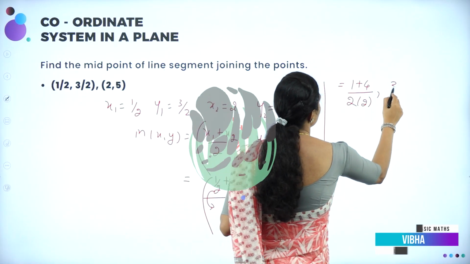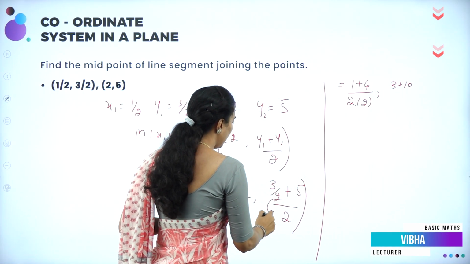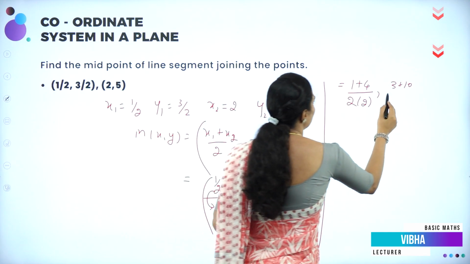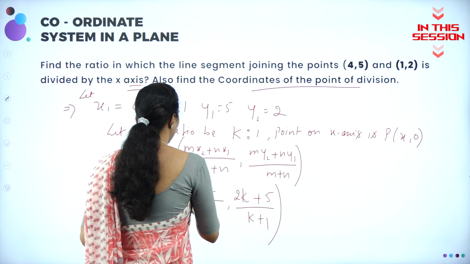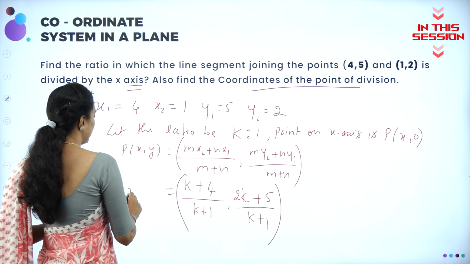So 3 plus 10. Again this 2 will come to denominator after taking the LCM. So divided by 2 into 2. 5 into 1 is 5 only, divided by k plus 1. Let me find out the coordinate by equating what? This will be x comma 0.